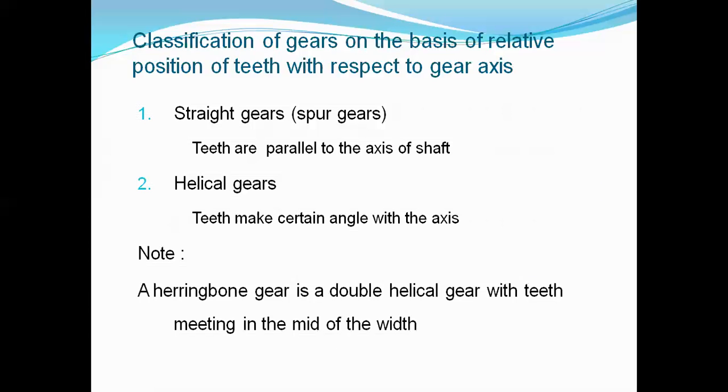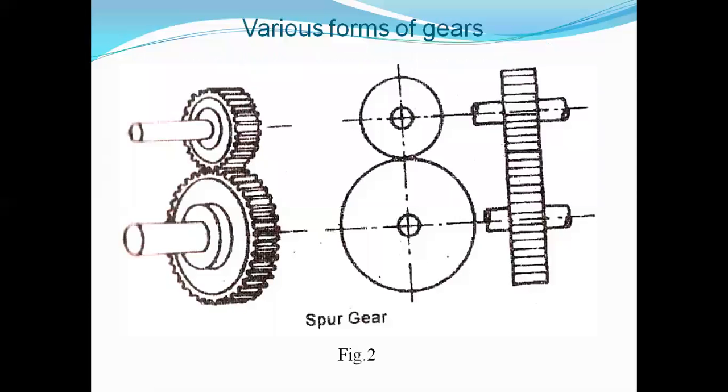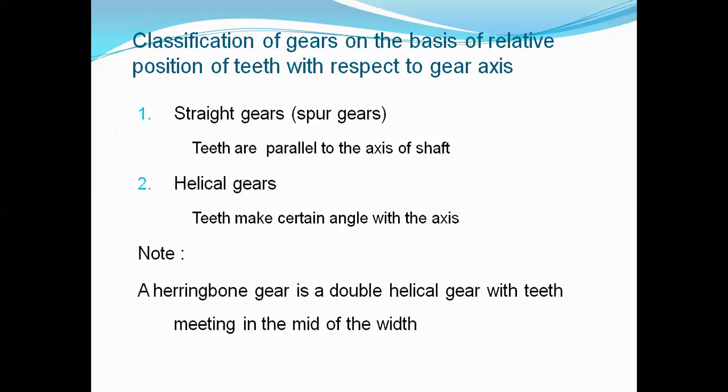Classification of gears on the basis of relative position of teeth with respect to gear axis. One, straight gears, that is spur gears. Teeth are parallel to the axis of the shaft. Observe here, the teeth provided on the wheel of the gear are parallel. These are tooth profiles parallel to the axis of the shaft. We can call them spur gears. So spur gears are always parallel to each other while connecting.